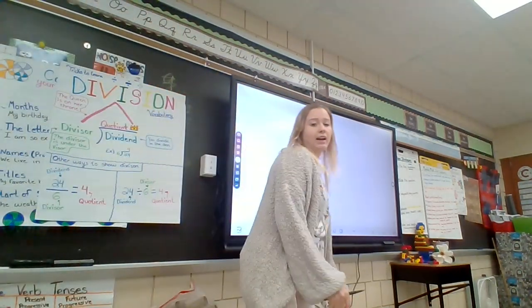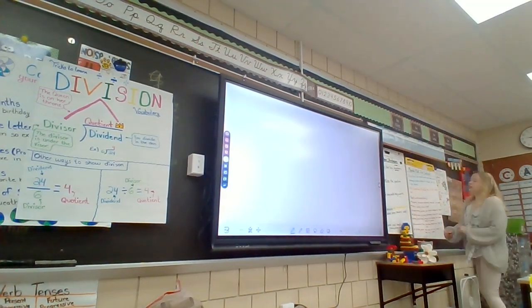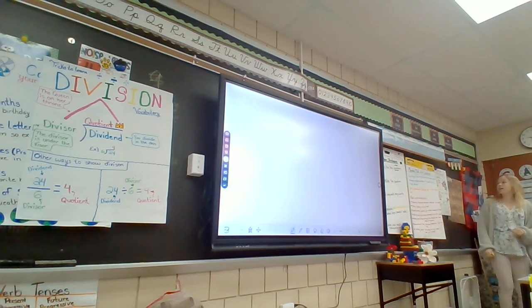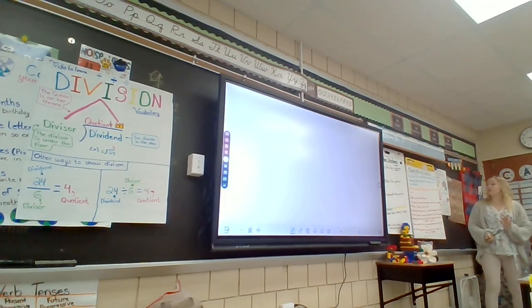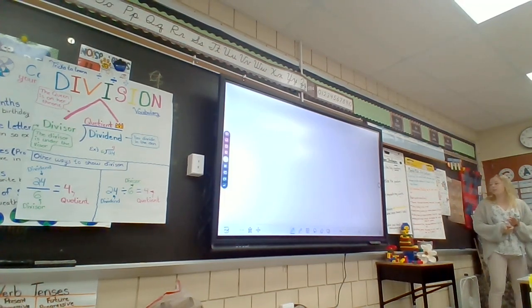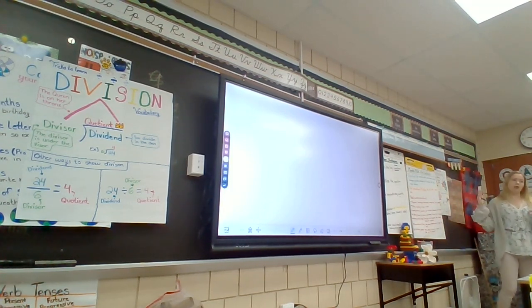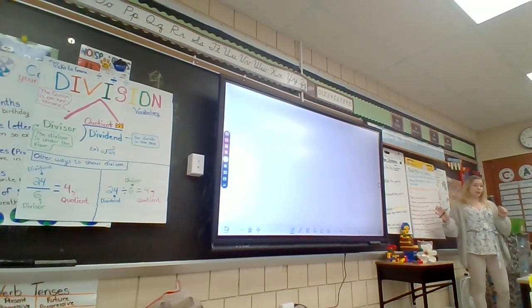So if we go over to this side, today you're going to be using mental math to find the quotients. The objective is to use mental math and place value strategies to divide multiples of 10 and 100 by one-digit divisors. And our math connection for today is, remember how we were multiplying by tens, hundreds, and thousands? You guys are really good at that. You remember that? So that's going to help you a lot today, okay?